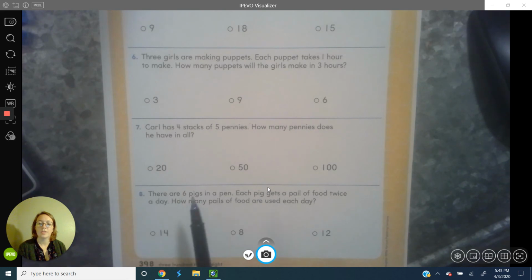There are 6 pigs in a pen. Each pig gets a pail of food twice a day. So each pig gets a bucket of food 2 times in a day. So 2 buckets of food a day. How many pails of food are used each day?